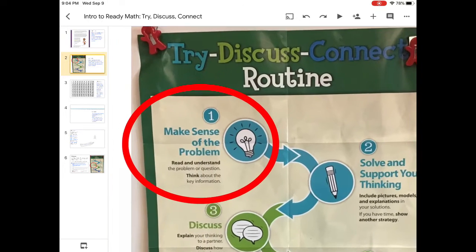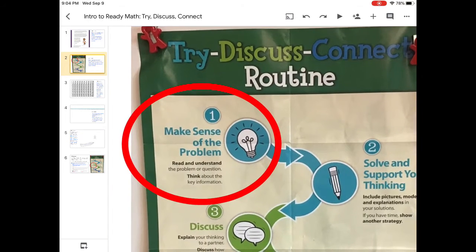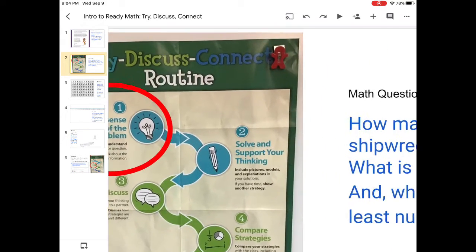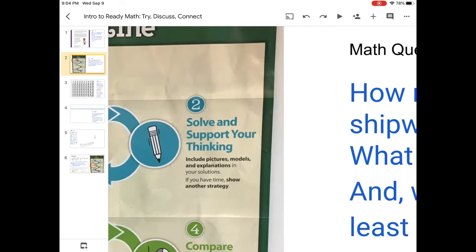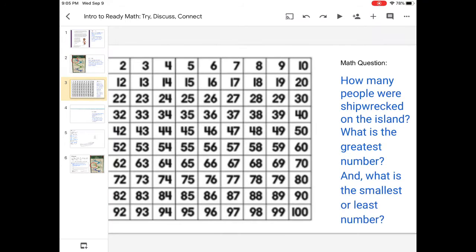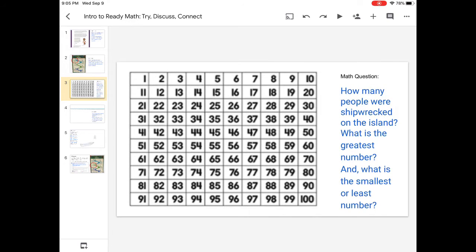Okay, the next thing to do is to actually solve our problem. The first thing we did was we made sense of the problem. We read the question, we thought about it, we came up with the numbers we're going to use, and now we're going to use those numbers and we're going to solve the problem. Well, how could you solve this problem? You could solve it a variety of ways. You could draw a picture, and I actually provided several tools for you to use. You could use a hundreds chart. How could you use a hundreds chart? Well, you could skip count 2.